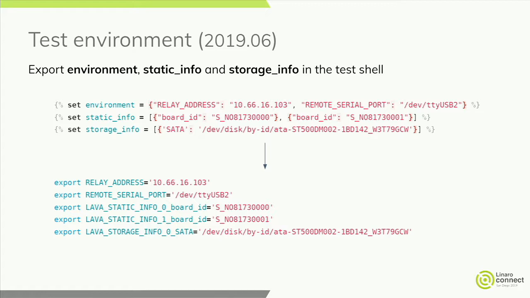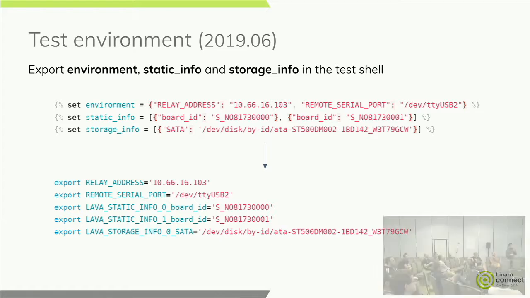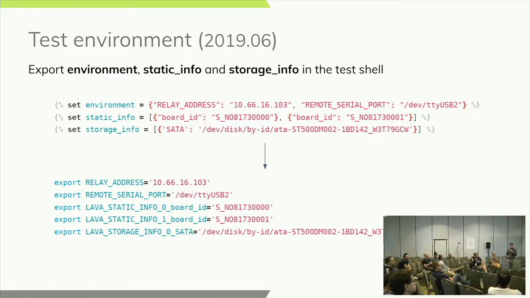And the same if you want to export some specific information, like you have a Chameleon board connected to a device, and you want to know the IP or this kind of thing. You can add an environment variable in your device dictionary with this information, and it will be exported in the test shell. So you can then just use the same relay address, and it will depend on the board. So it can be really useful for some usage.